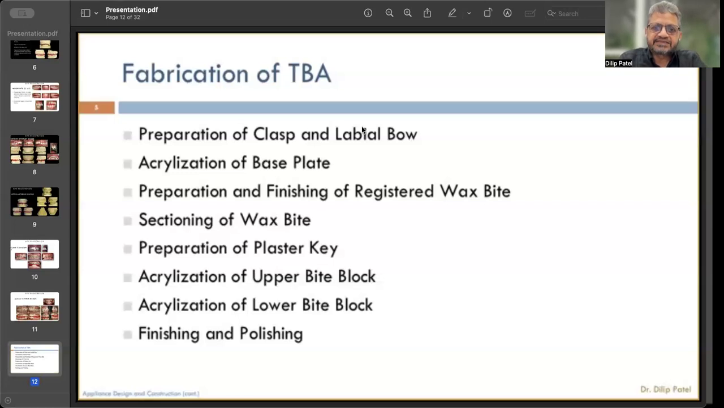Preparation of the plaster key. Either you prepare a plaster key, or you can mount onto the fixator, or you can make an index in the putty to help in the bite block acrylization. The next steps will be acrylization of the upper bite block, acrylization of the lower bite block, finishing and polishing.